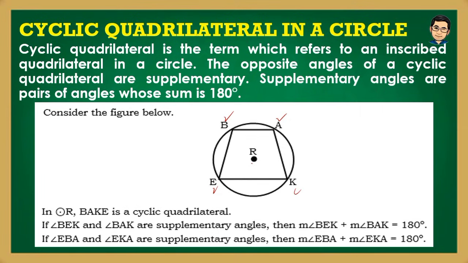Nasaan ang BEK? Ito po ang BEK. And then, nasaan naman ang BAK? Yung opposite niya, ayan. Opposite angle sila. Pag pinag-add po natin yung sukat ng dalawang opposite angles na yan, ang sukat po is 180 degrees. Ibig sabihin, ang BEK tsaka BAK ay supplementary angles.